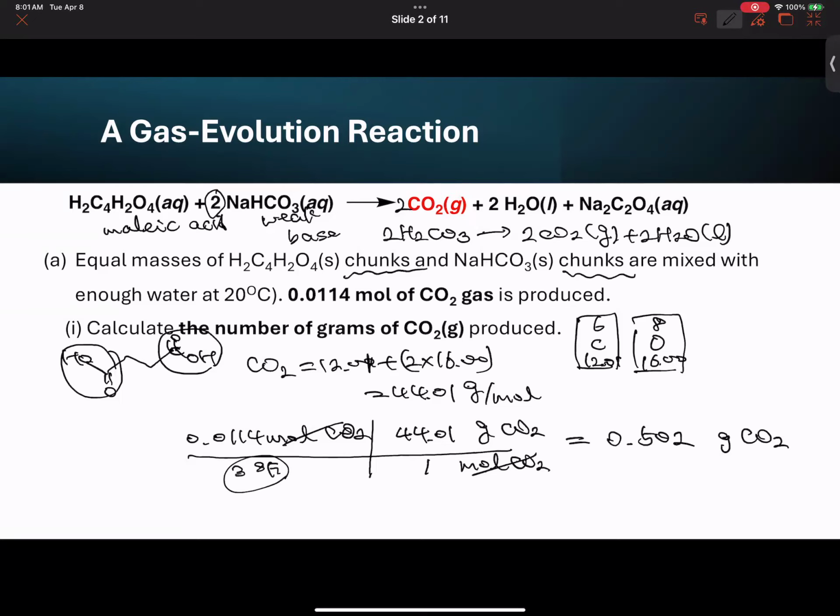Why do we need this type of conversion? Because we cannot measure moles directly in the lab. What we can measure is either mass by using a balance, or volume by using a graduated cylinder, or pressure, something we can measure directly. That's why we need to practice conversion between mass and mole number.